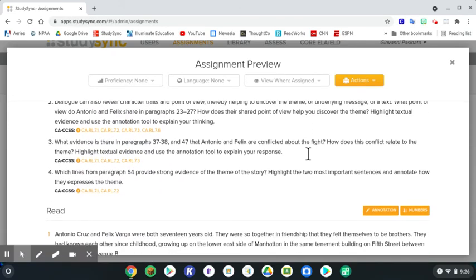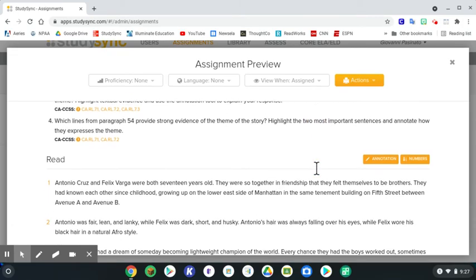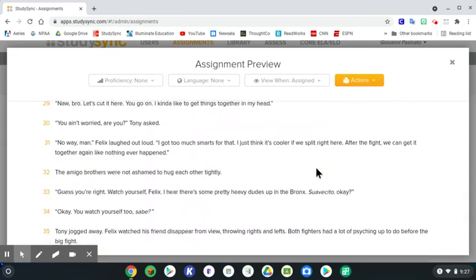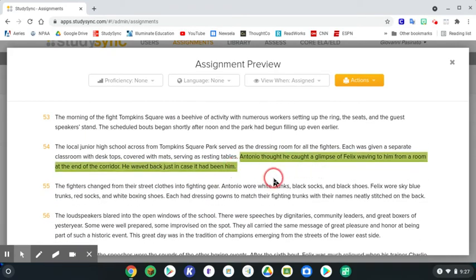And I'll give you a hint: if you stick around for after 54, I'm going to do a little extra. So, which lines from paragraph 54 provide strong evidence of the theme, the lesson of the story? Highlight the 2 most important sentences and annotate how they express the theme. Ooh, I hope I did this right. So, paragraph 54 for sure, but they're telling us specifically only 2 sentences. And I like to talk and write, so I might have done a little more. Let's check out 54. Can I follow rules? Let's see. 1, 2. Nope, I did follow rules.